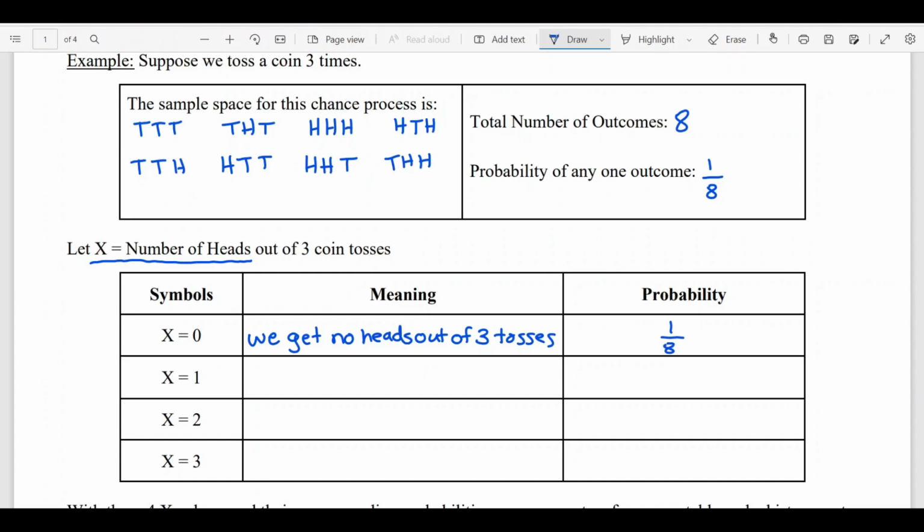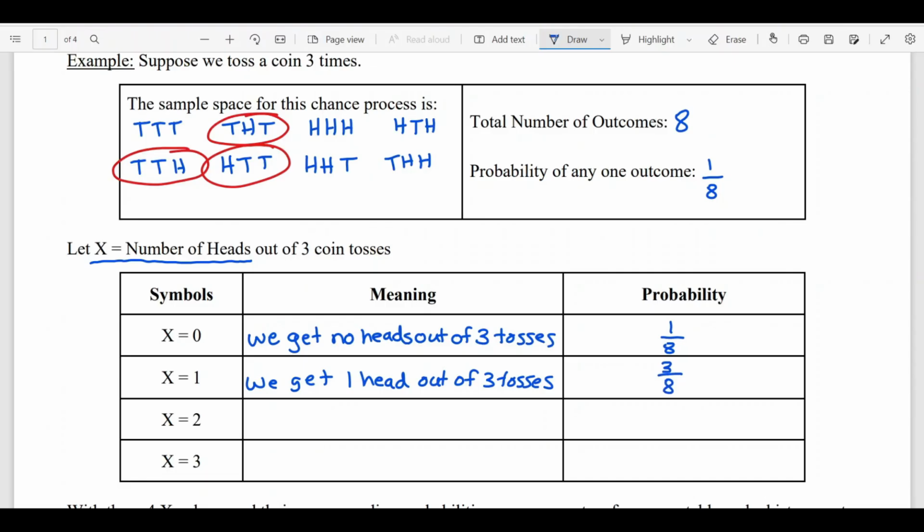Okay. When X equals 1, that's when we get 1 head out of 3 tosses. Now, what's that probability? Well, how many events did we get 1 head? You don't have to circle this on your paper, but I'm just going to draw your attention to it. We get 1 head here, 1 head here, and 1 head here. So there are 3 outcomes where we get a single head, 3 outcomes out of a total of 8. So that probability is therefore going to be 3/8.